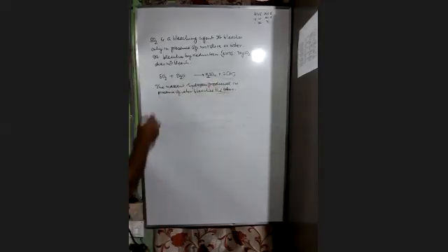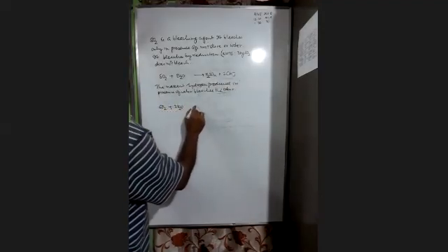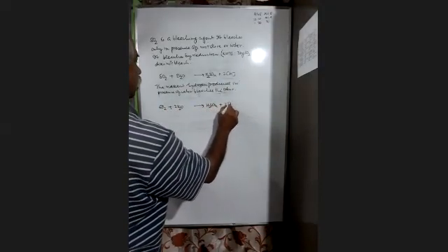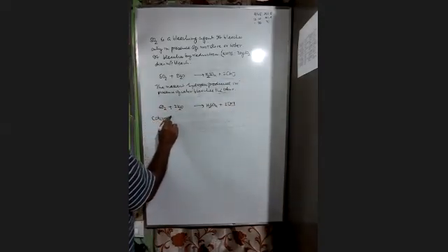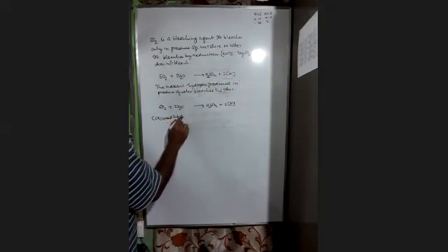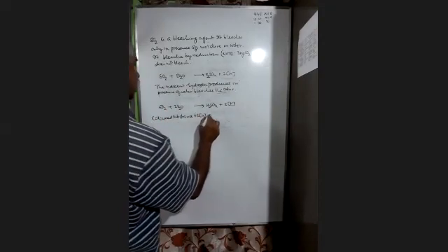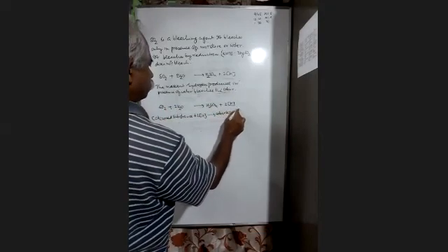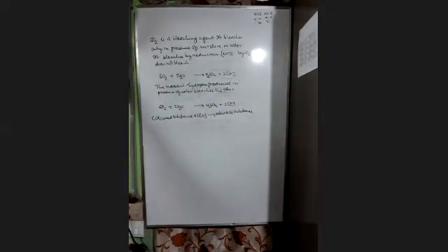Okay, so I'll write this equation again. SO2 plus 2H2O gives H2SO4 plus 2 hydrogen. Then I'll write the colored substance, it can be anything, plus 2H. It will become colorless. So this is the chemical equation for bleaching.